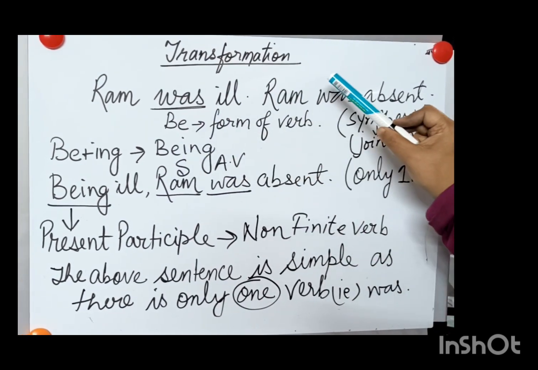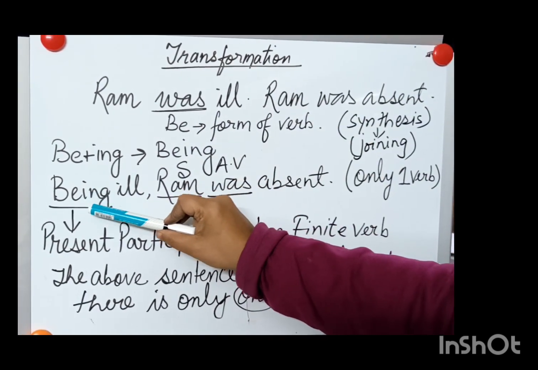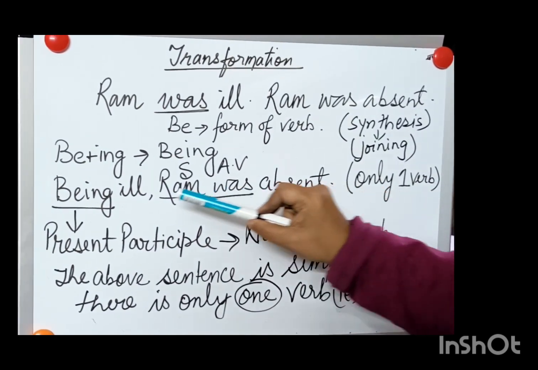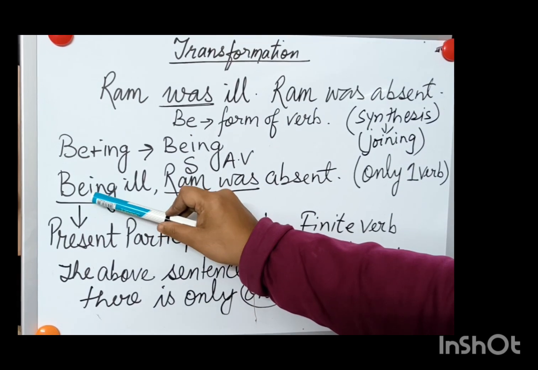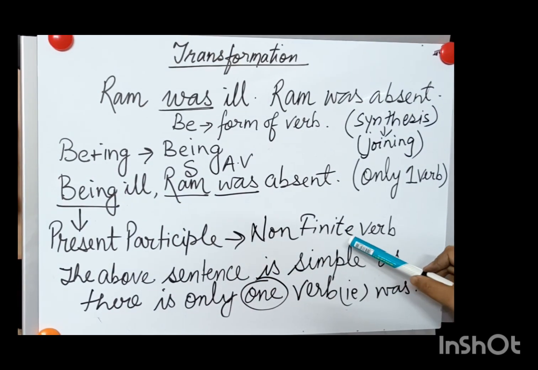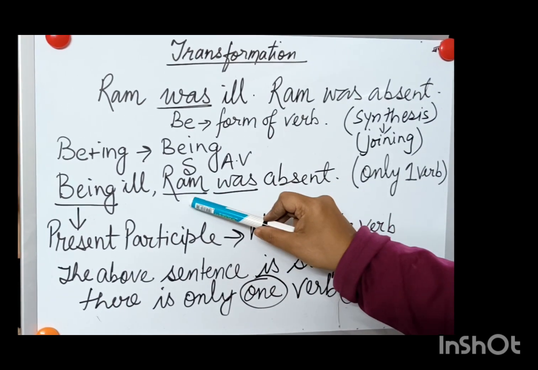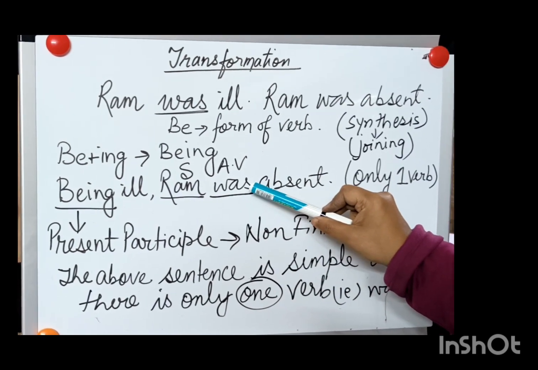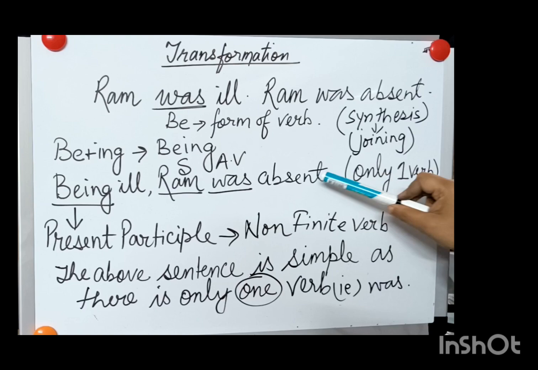So who is ill? Ram. So we will write being ill, comma, Ram was absent. Now in this sentence, being is not the verb as it is the present participle, that is the non-finite verb. And Ram is the subject in the second part, and was is the only auxiliary or the verb which is there in the entire sentence.